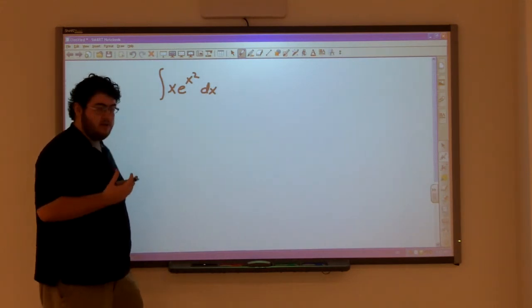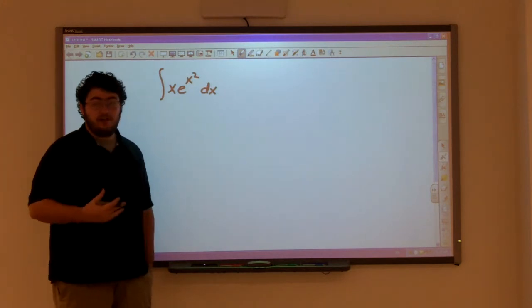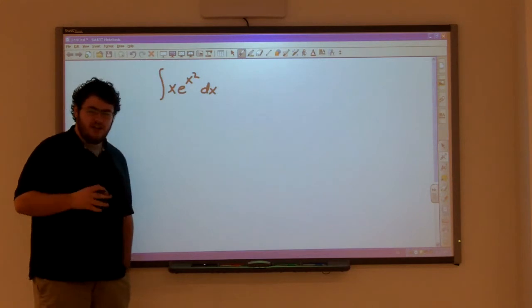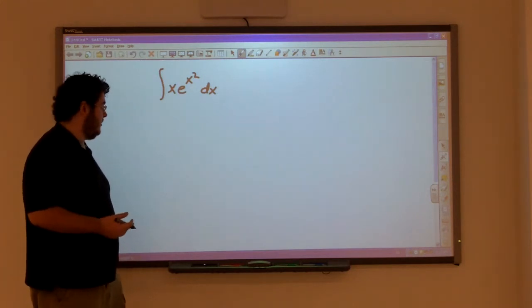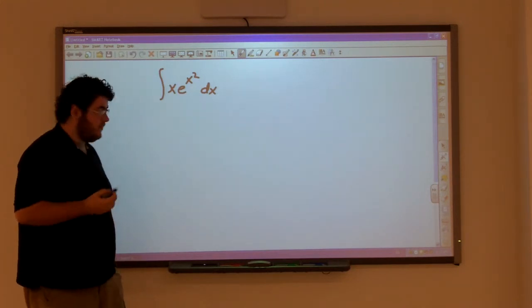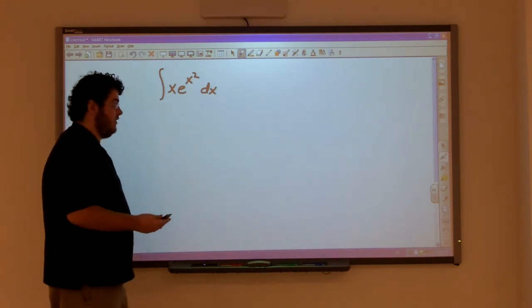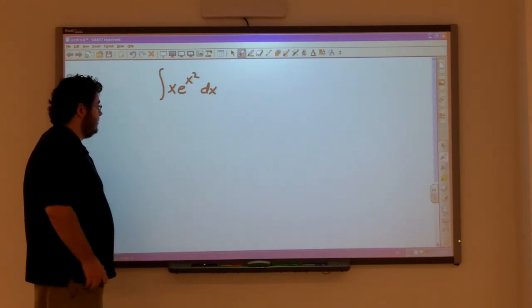So the trick we're going to use is basically a change of variables. Instead of integrating with respect to x, we're going to change our variables to make this a little easier. So how can we do that? The way we do that is we look for a function next to its derivative. So why would we do this?